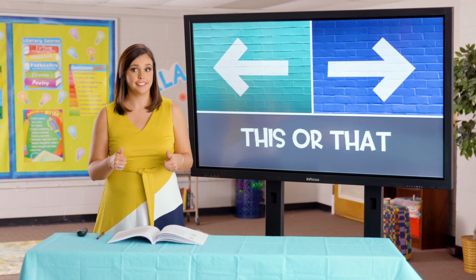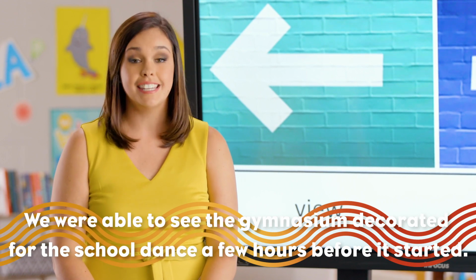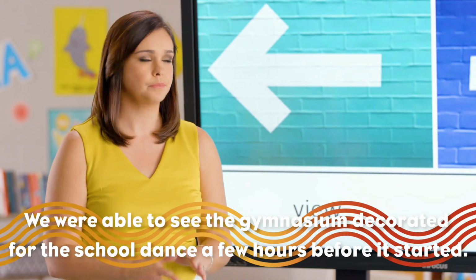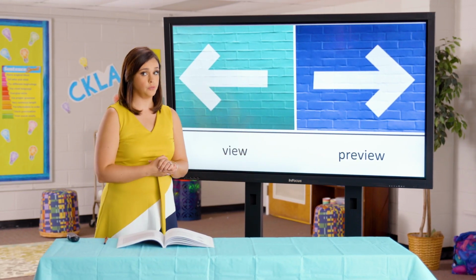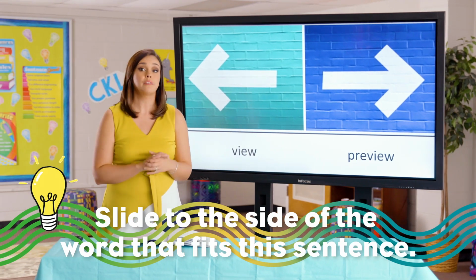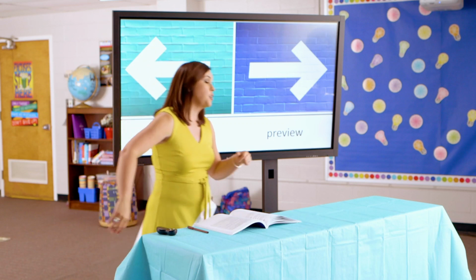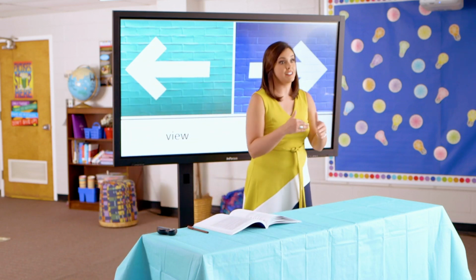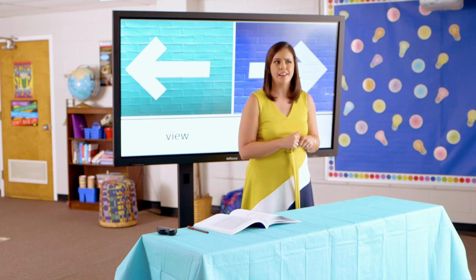You guys got it? Let's try one together. The first sentence is, we were able to see the gymnasium decorated for the school dance a few hours before it started. Does view fit here or preview? Slide to the side of the word you think fits with the sentence. Right, preview, because they were able to view it before the dance started, and pre means before. Great job. Let's try another one.